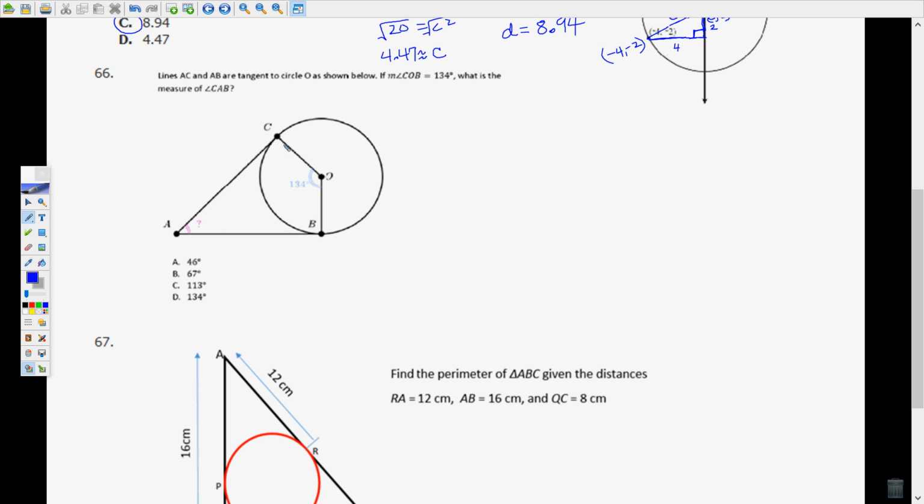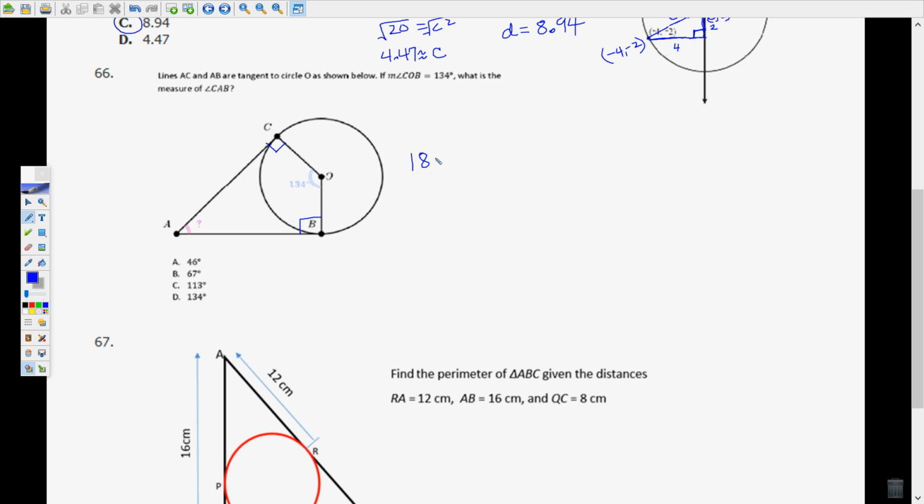What that tells us is, remember we learned this, if you have a radius that comes down to the point of tangency, you have right angles here and here. You remember that? And if you have that, then these two angles, angle CAB and angle COB, are supplementary angles, which means it says if measure angle COB is 134, what is the measure angle CAB?